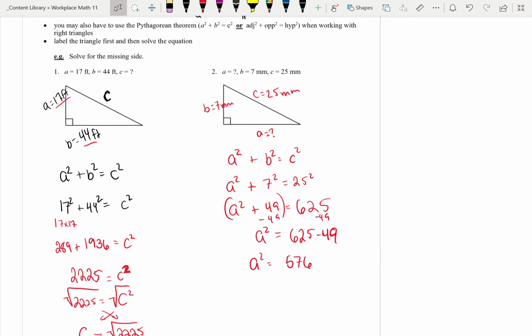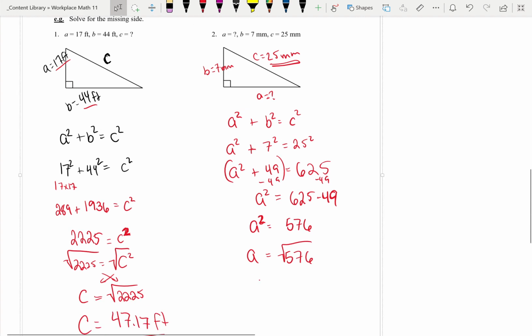576. Now, be careful. Again, this side should be shorter than my hypotenuse. As a trick, if this side is too big, I probably have missed a step. So remember, this is giving me A squared. So A is equal to the square root of 576. And this gives me a value of A is equal to 24, and then the units are millimeters. So this is my answer.